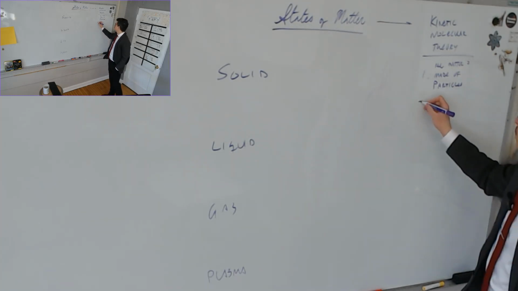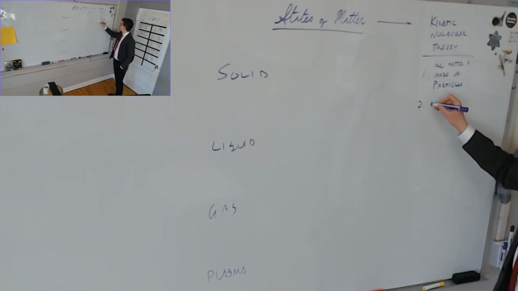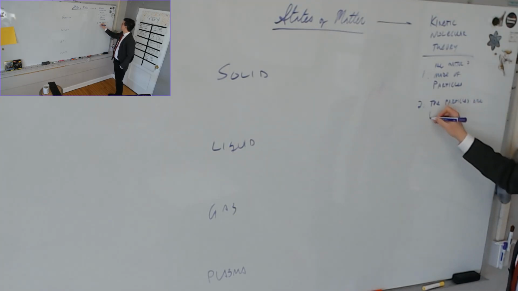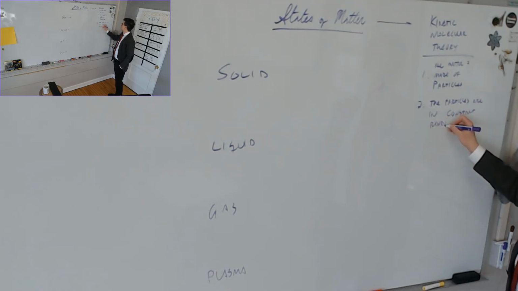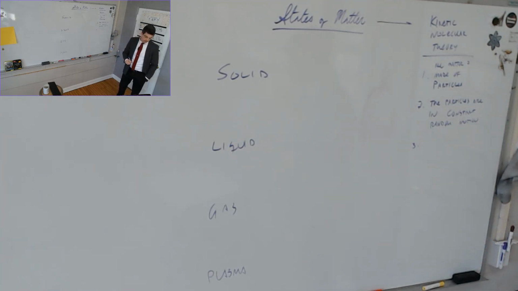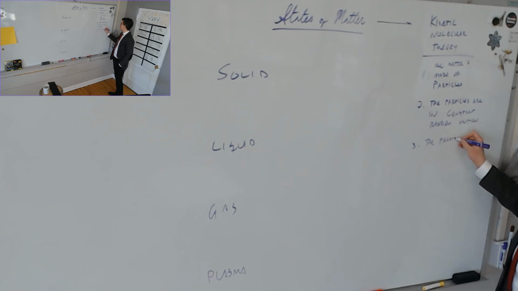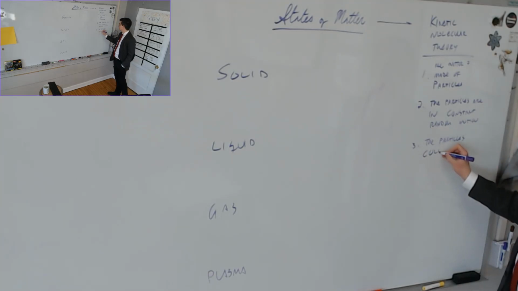Those particles are doing what all the time, in every case that we can observe? The particles are in constant, random, all over the place motion. And third, the particles, if they're moving around all the time, and everything is made up of them, what must they sometimes do? Collide. The particles collide.